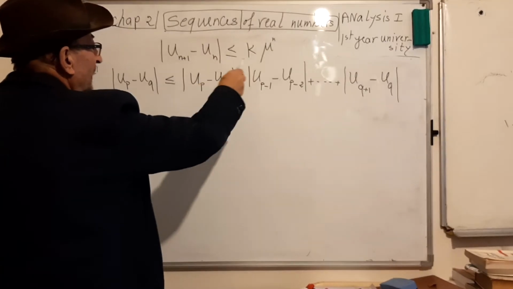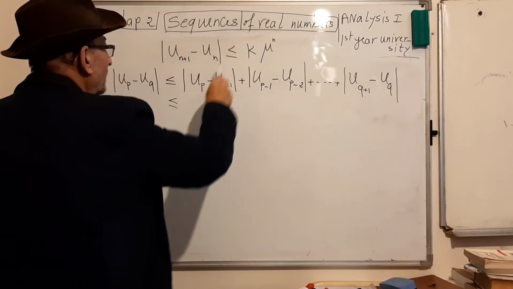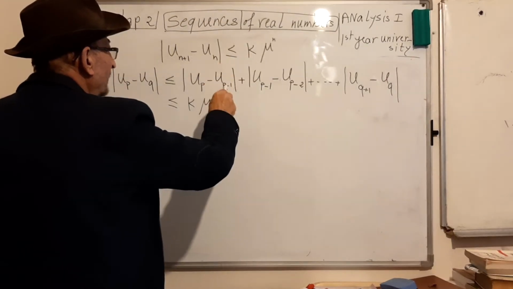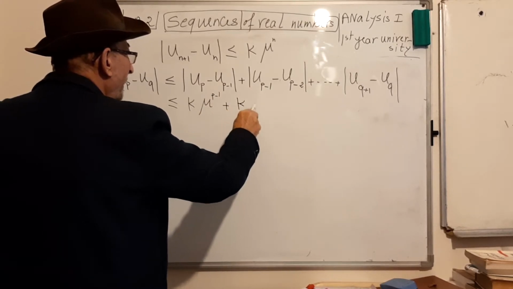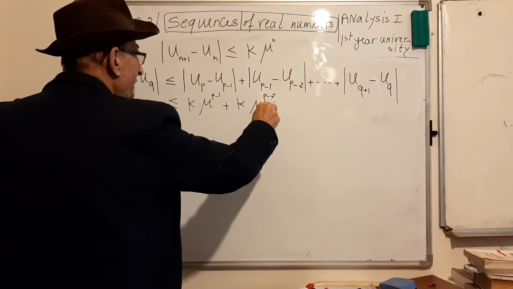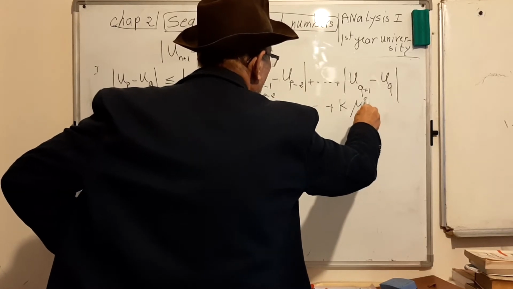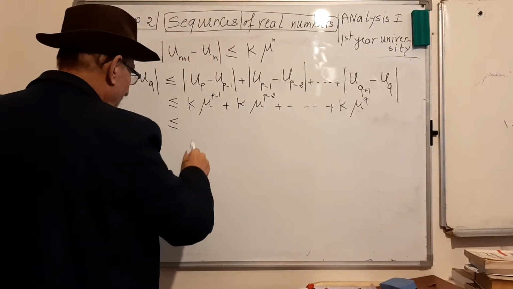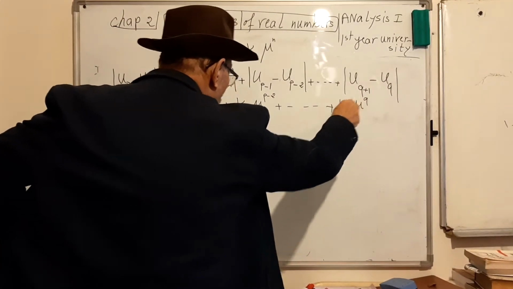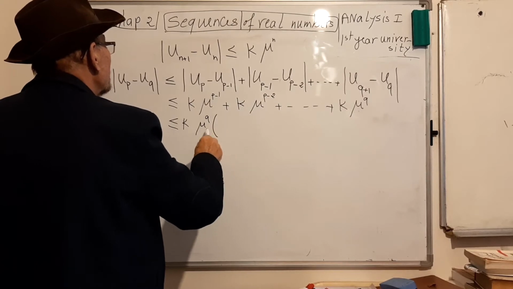Now we can apply the inequality. We have |u_p - u_{p-1}| less than or equal to k mu to the power p-1, plus k mu^{p-2}, plus etc., plus k mu to the power q. We can take k mu^q as common factor since q is less than p.